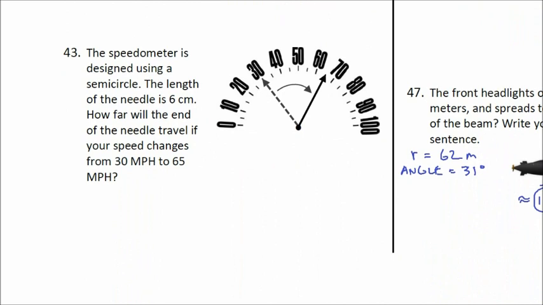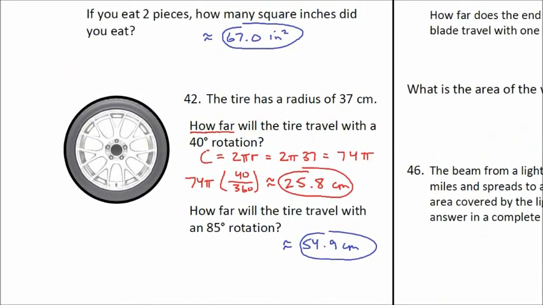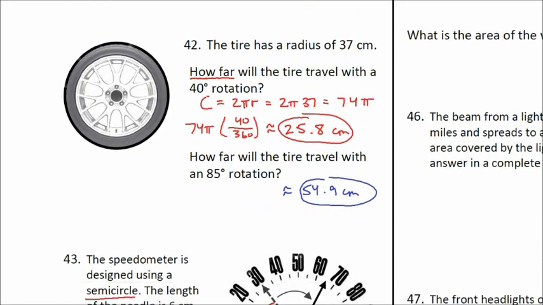Question number 43. Let's do this one together. The speedometer is designed using a semicircle. So semicircle is half a circle. The length of the needle is 6 centimeters. Let's go ahead and write that, 6 centimeters. How far will the end of the needle travel? How far, class? How far is arc length? Remember in the last question it said how far does the tire travel? That is arc length.